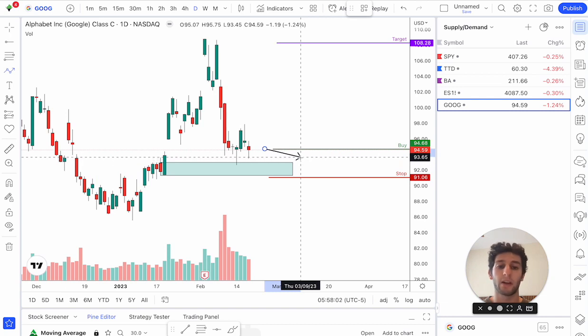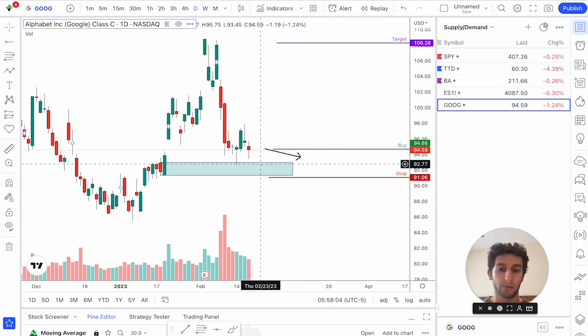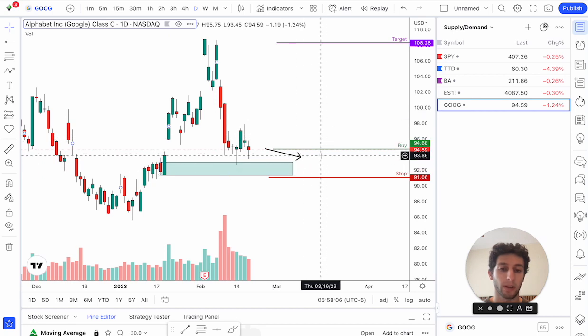Let's say it goes slightly down $1. Let's say for next week, we just consolidate back and forth, and we end up down at this 93.65 area, down $1 from when we got in. If I was in shares or regular options, I would be down. I would have lost money.